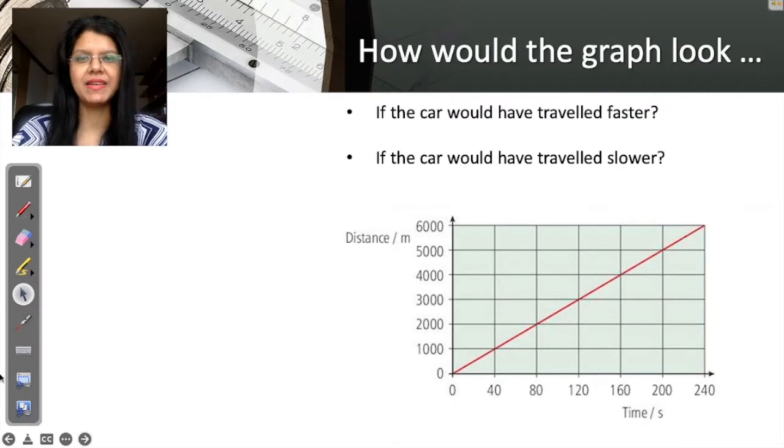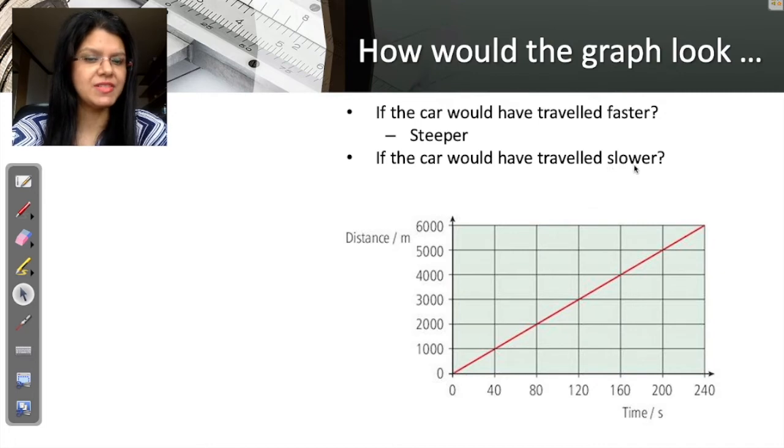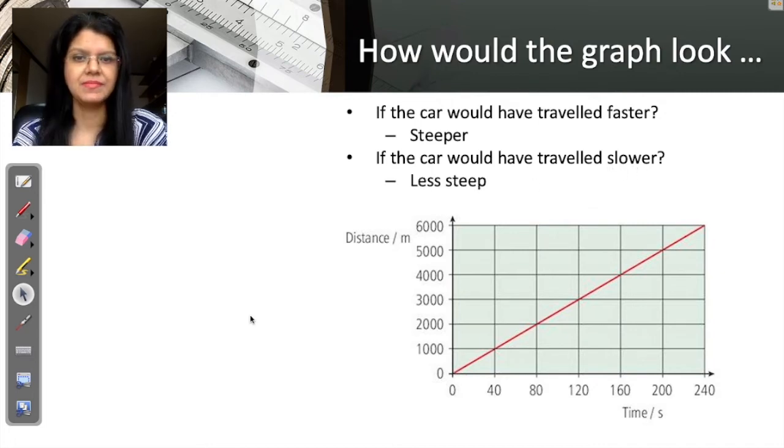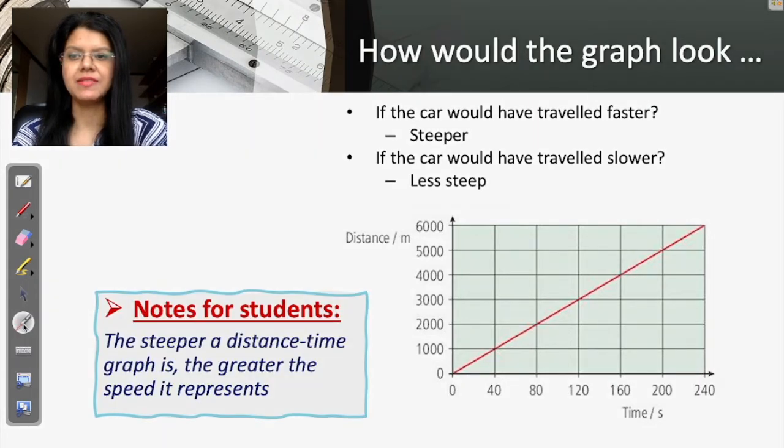So let us come back here. So what did you understand? If the car would have traveled faster, the graph looks steeper. If the car would have traveled slower, the graph looks less steep. Alright, so some notes for you all to make. The steeper a distance time graph is, the greater the speed it represents.